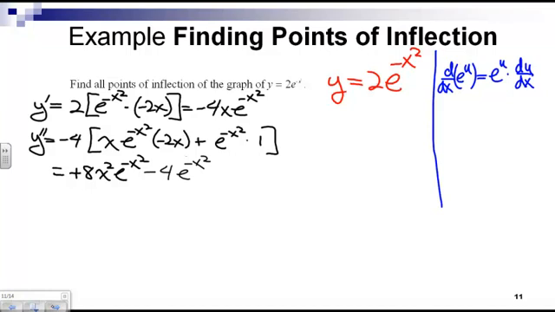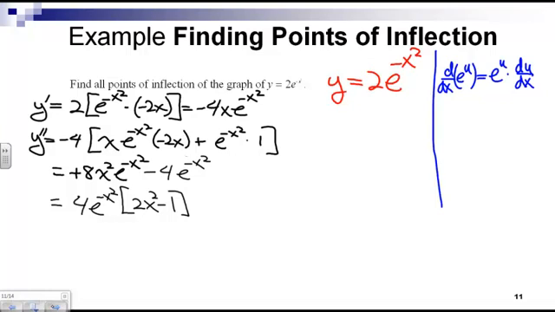But that's not the answer I want. I want to factor it: 4e to the negative x squared times the quantity of 2x squared minus 1.